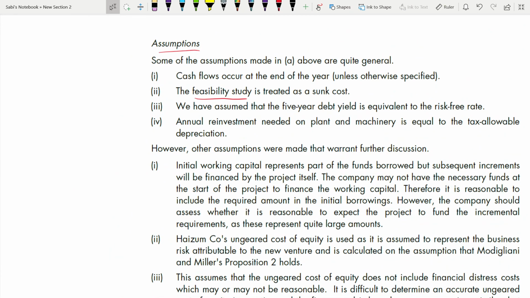Okay, we have assumed that 5-year debt yield is equivalent to the risk-free rate. Okay, fourth, annual reinvestment needed on plant and machinery is equal to the tax allowable depreciation. Because of this fourth reason, I was saying that something somewhere is wrong, because usually we add and then deduct tax allowable depreciation, but here we just added, we didn't deduct it to find the profit. Why is that? Annual reinvestment. Because it is a reinvestment. Annual reinvestment needed on plant and machinery is equal to the tax allowable depreciation.